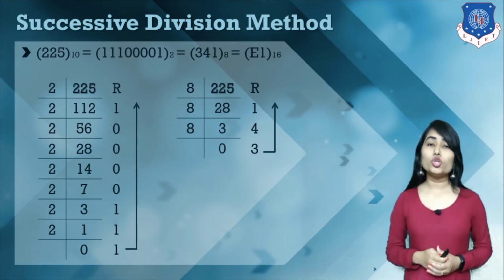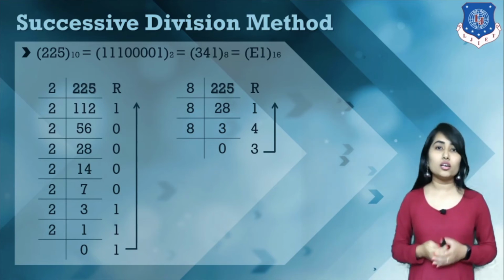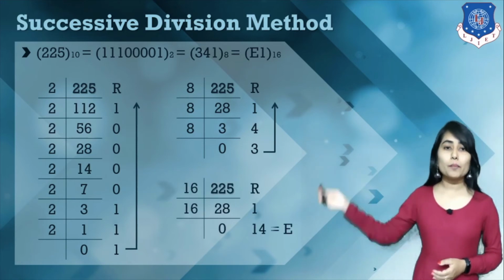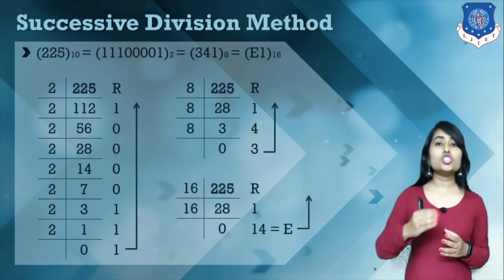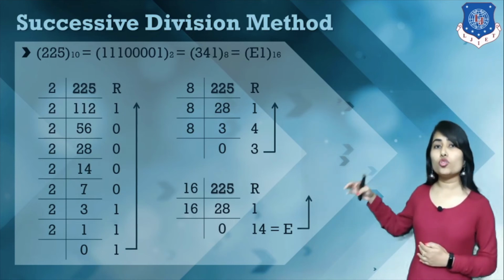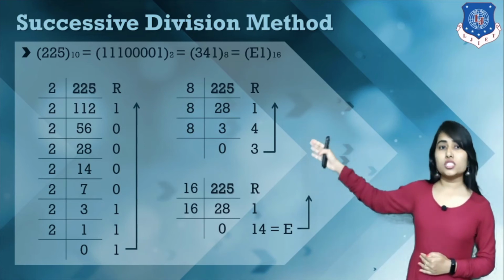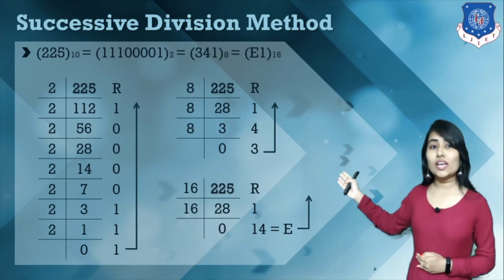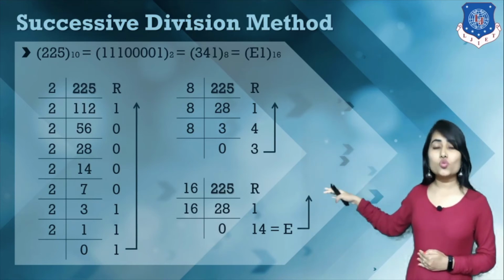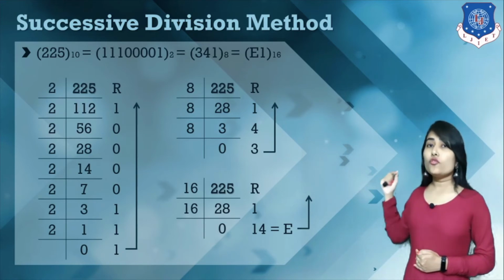And if we want to convert decimal to hexadecimal, then we have to divide our number by 16. Here is the example. Here we divide 225 by 16, so we have our quotient and remainder. If we divide 225 by 16, then we have quotient 28 and remainder 1, and when we divide this 28 by 16, we have quotient 1 and remainder 12.